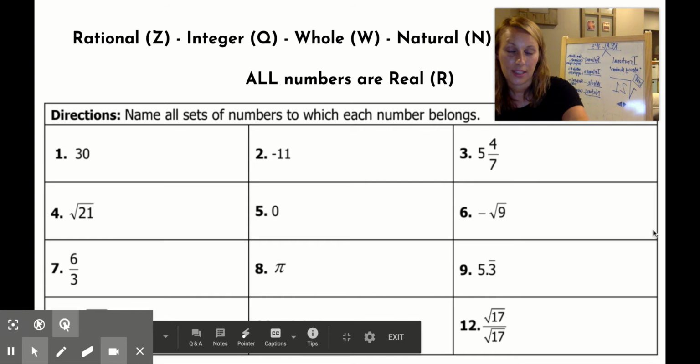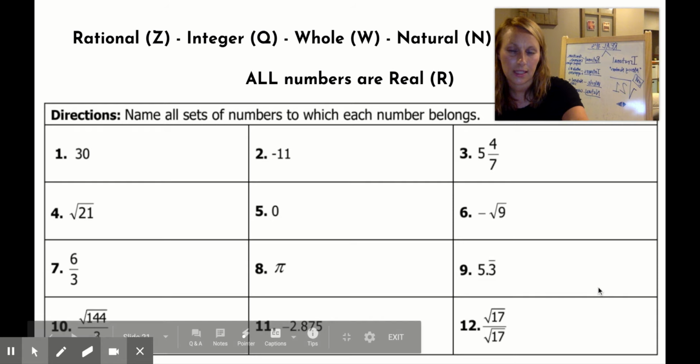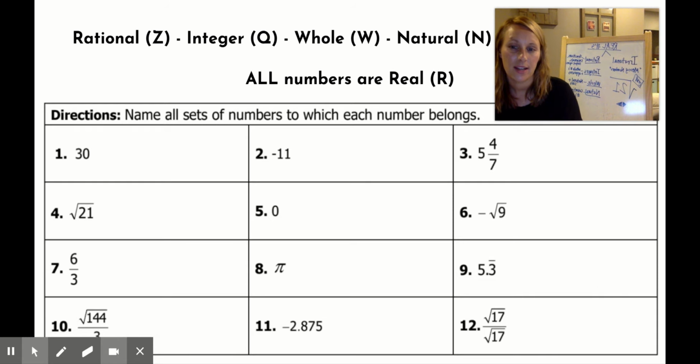This one's kind of interesting, and I don't know if you can see it, but it says the square root of 144 divided by 3. If you don't know the square root of 144, you need to learn how to type that into your calculator. Second, the radical symbol, 144, enter. Square root of that is 12. So then we simplify 12 over 3. Oh, that's just 4. It's a fancy number that's actually not fancy.